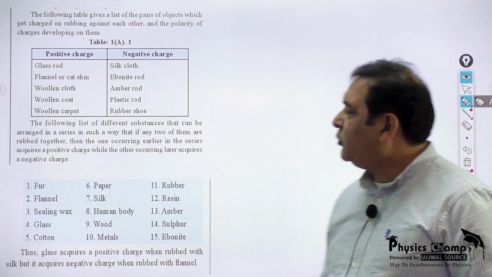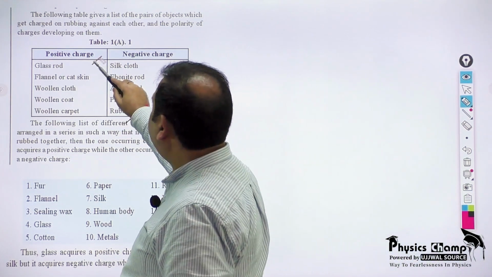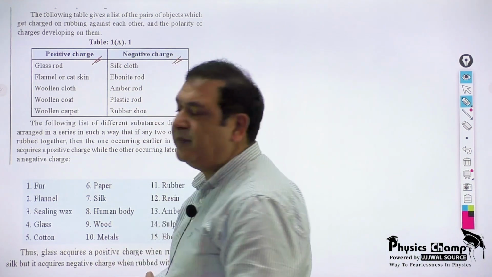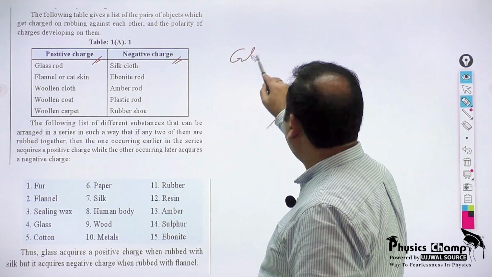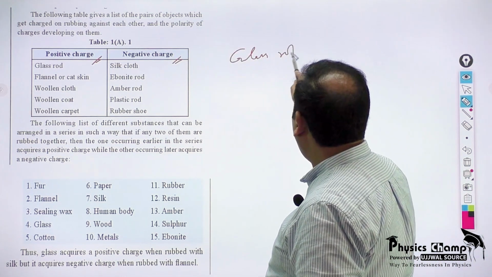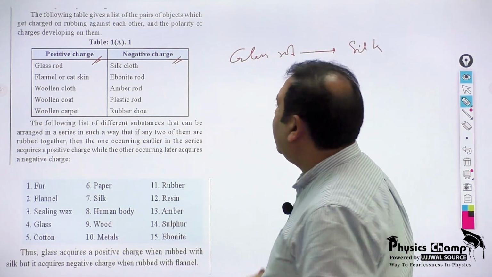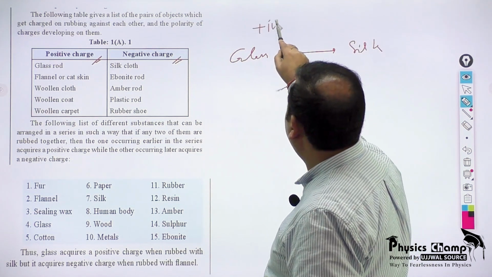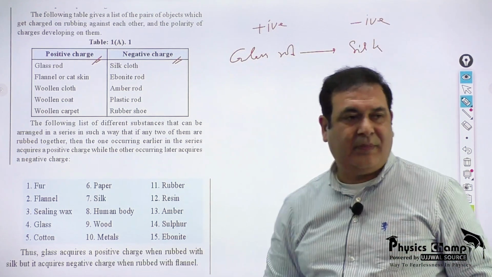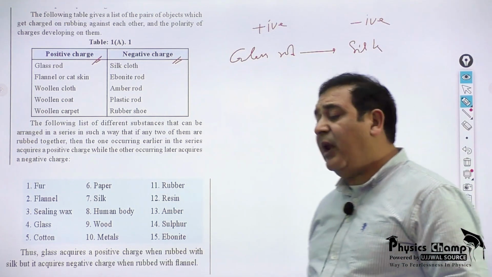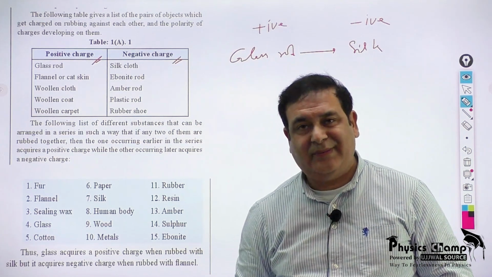Now I can show you a table over here. This is positive charge and here is negative charge. So this table says, if you take a glass rod and rub it with silk, then the glass rod will have a positive charge and silk will obtain a negative charge at the same time. It is never so that only the glass rod is getting charged. At the same time, silk will also get a charge.